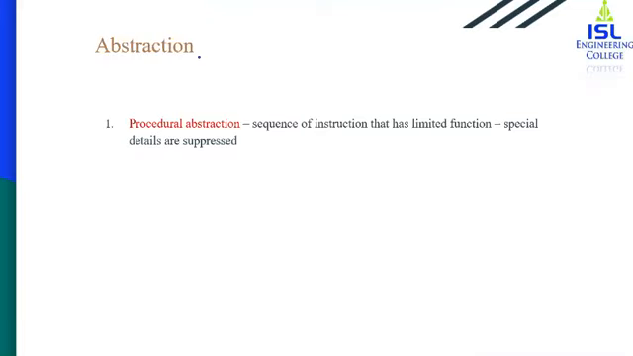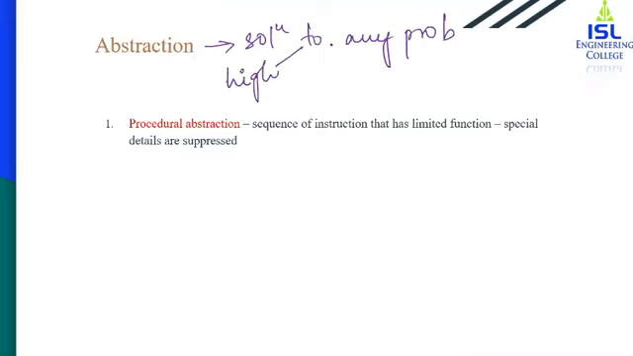Now the first one is abstraction. What is abstraction? Abstraction means the level of detail. Within abstraction, whenever you're considering a solution to any problem, the solution can be represented in 2 levels of abstraction. You can either have the high level of abstraction or the low level of abstraction.